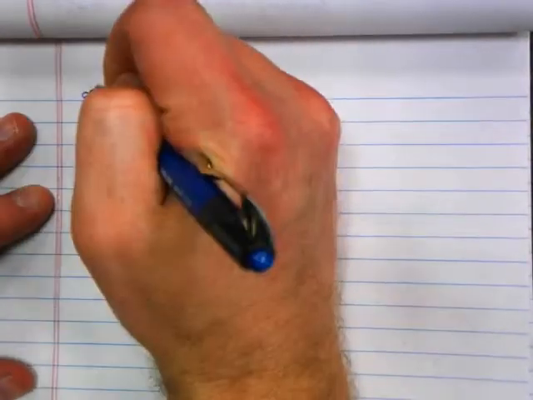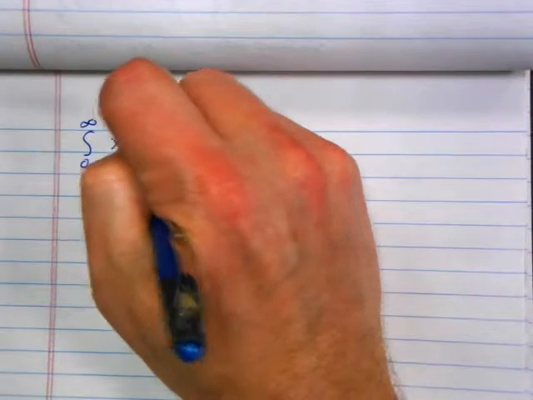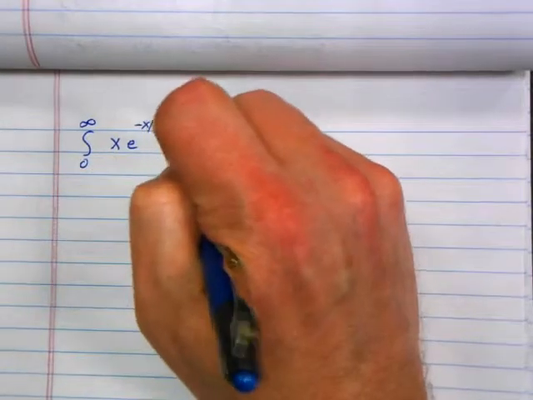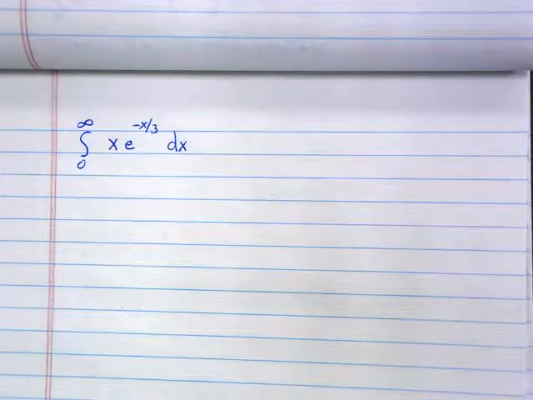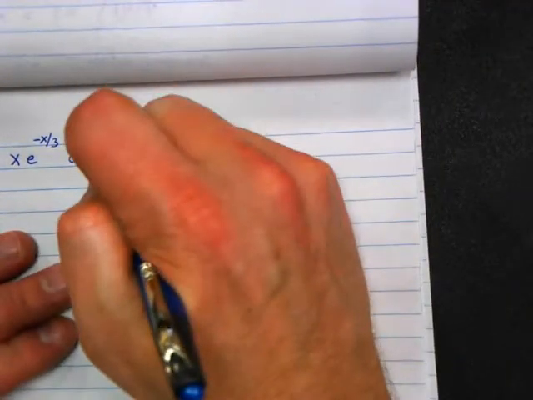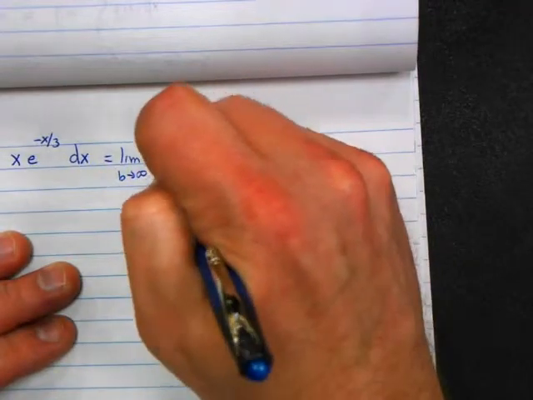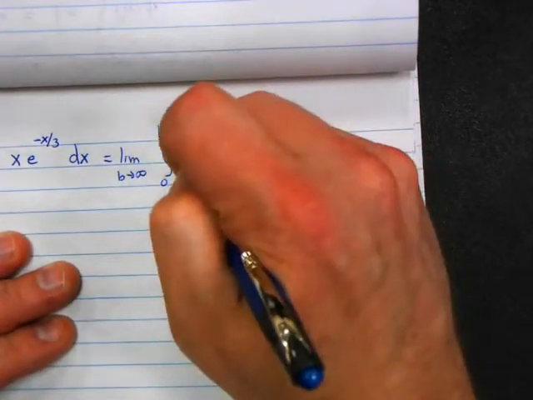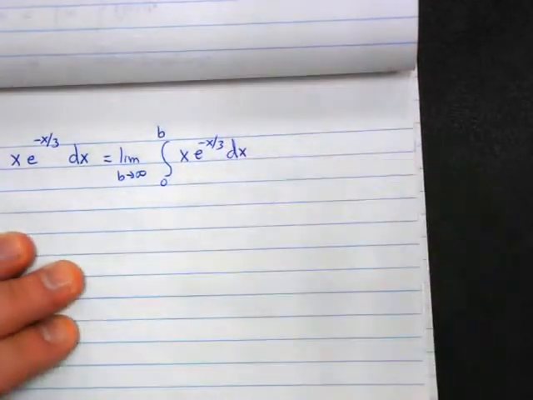The integral from 0 to infinity of x e to the negative x over 3 dx. That will be the limit as b goes to infinity of the integral from 0 to b of x e to the negative x over 3 dx.